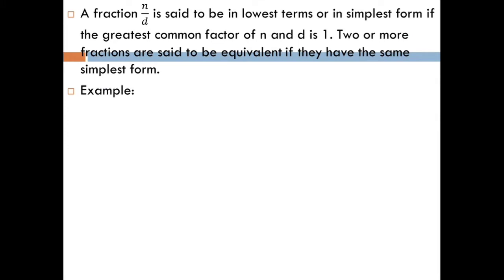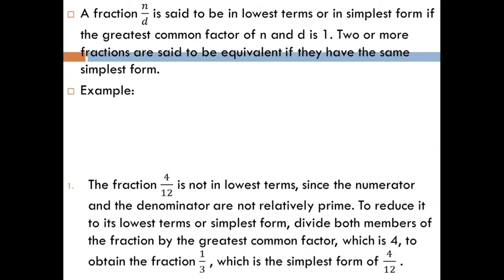Then, a fraction n over d is said to be in lowest terms, or in simplest form, if the greatest common factor of n and d is 1. Two or more fractions are said to be equivalent if they have the same simplest form. In the previous lessons, if a fraction can still be simplified, we need to simplify it into simplest form. For example, 4 over 12 still has a simpler form.